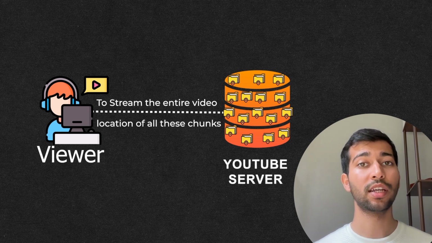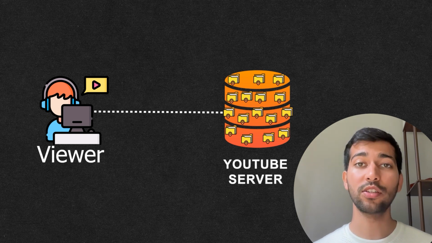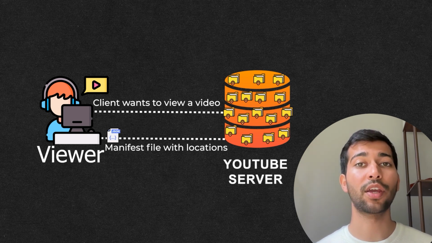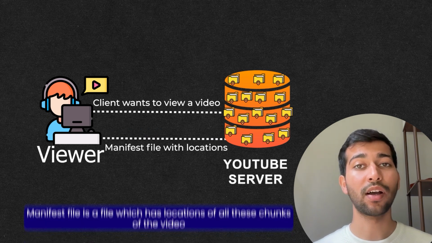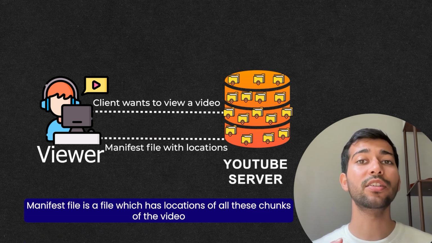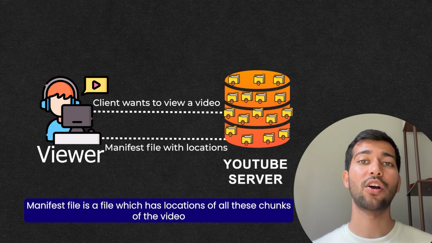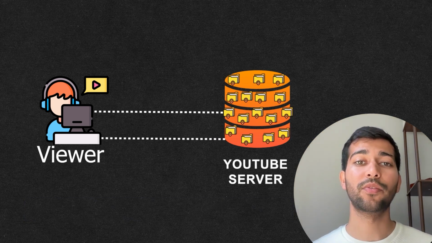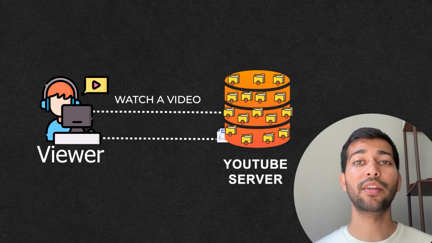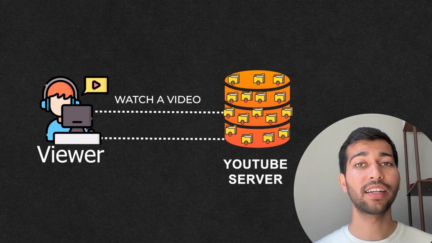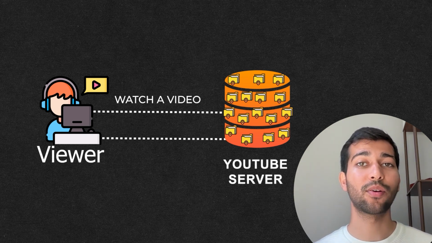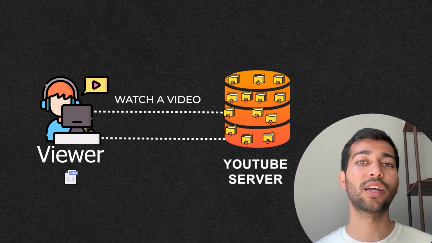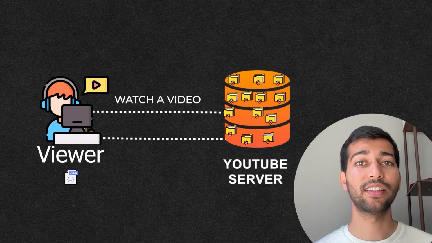So what YouTube does is that when a client wants to watch a video, it first sends a manifest file with the locations. Manifest file is a file which has the locations of all these chunks of the video. So when the client first requests to watch a video, the server sends the manifest file. Once the client gets hold of that manifest file from the server, it uses that to fetch different chunks from that server. So let's try to understand this more deeply.